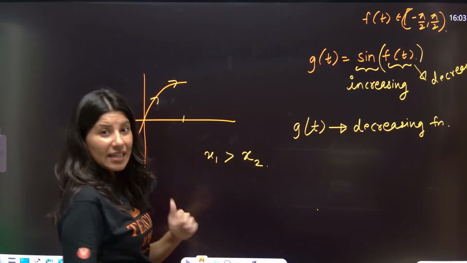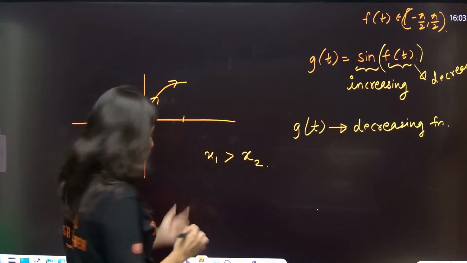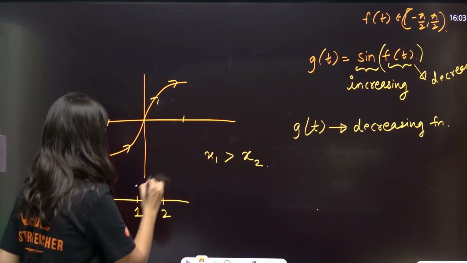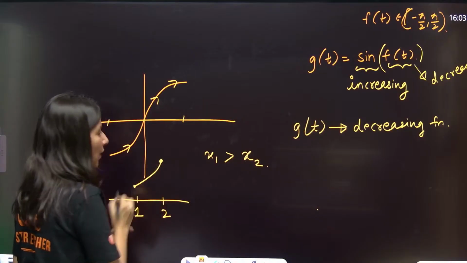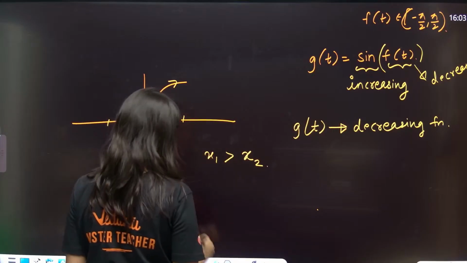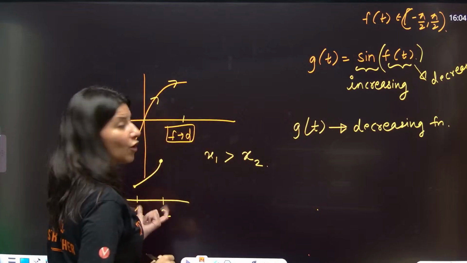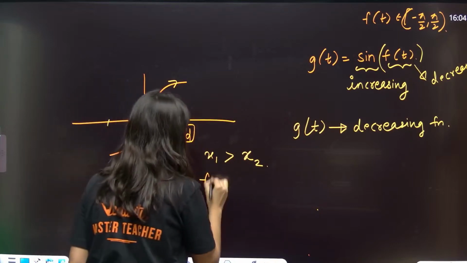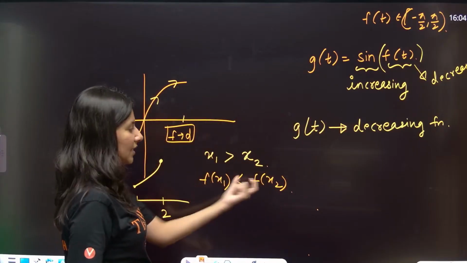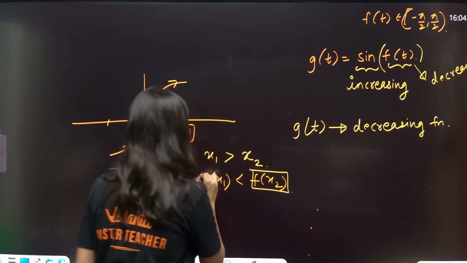Now f is a decreasing function. What is an increasing function? Tell me. An increasing function follows this property that the value at 2 is greater than the value at 1, because 2 is a bigger number, so the value will also be bigger. But suppose f is decreasing, then it will not follow this. In fact, it will follow the reverse. f of x1 will be less than f of x2, correct?